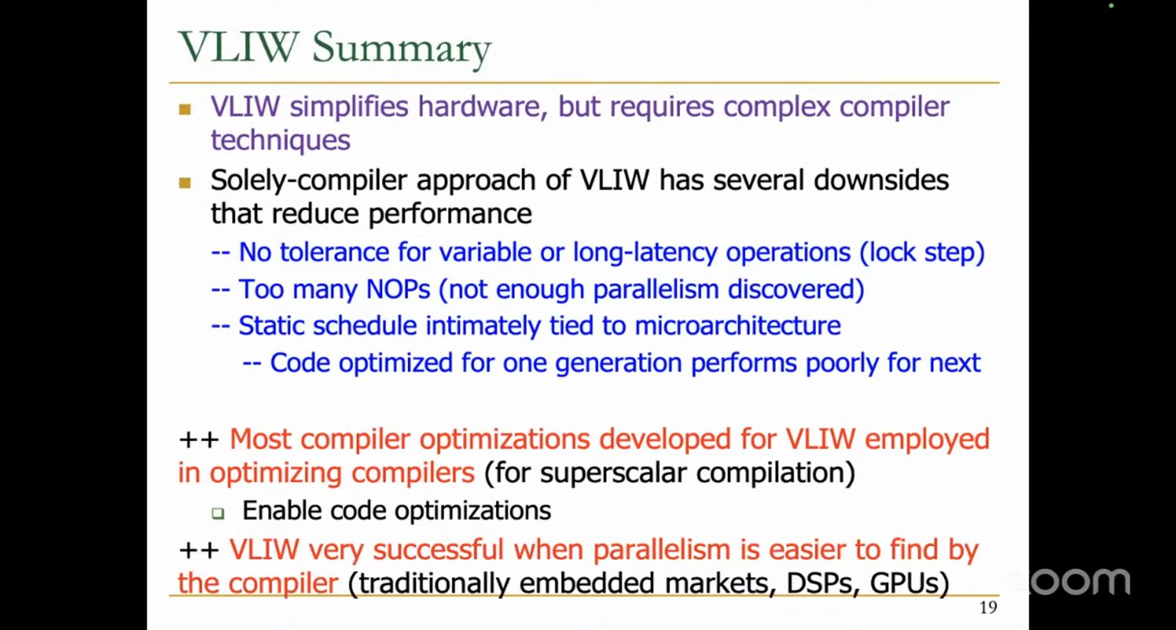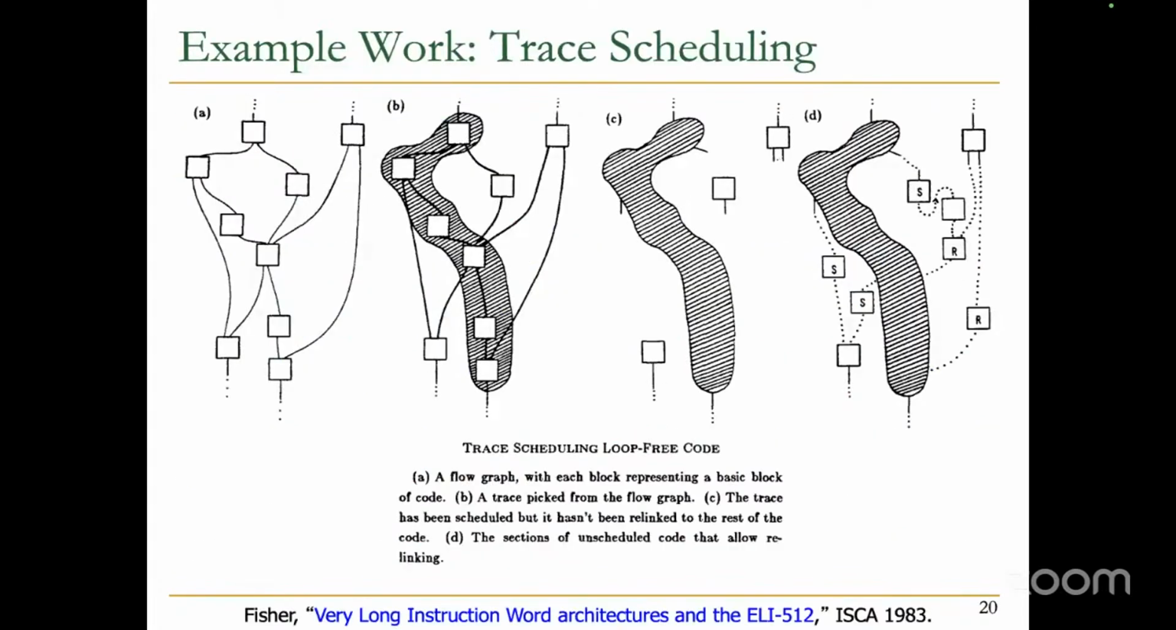And then there's also another plus. VLIW is actually a very successful paradigm when parallelism is easier to find by the compiler. As a result, in some limited special purpose domains like embedded markets, digital signal processors, in some early GPUs, and more recently in machine learning accelerators, where you can analyze the code nicely and statically predict some things, you can actually get benefit from VLIW. Make sense?